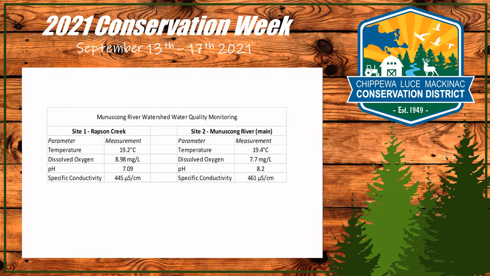So looking at our third measurement, we got pH here. First site was 7.09, which is close to that neutral we want to see, and then site 2 was 8.2. This might not look like a huge difference, but on a pH scale, a change in a unit of 1 means a change of 10. So what that means here is the pH at site 2 was 10 times more basic than site 1.